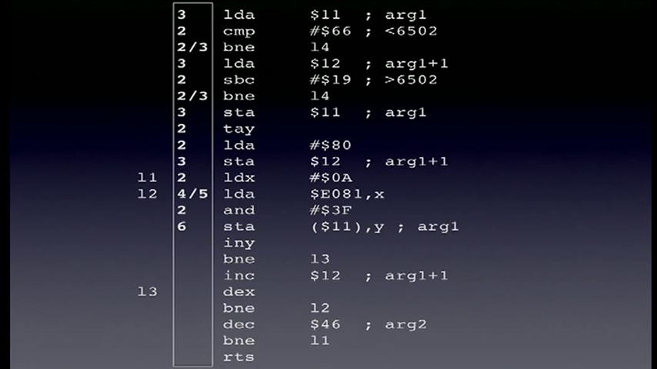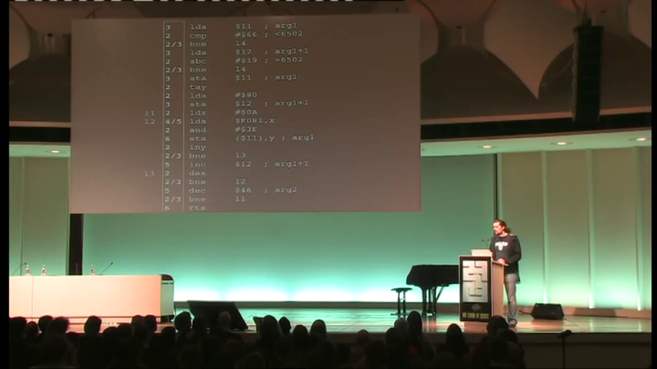And let's go through all these real quick. So 6 for something more complicated. An increment of zero page is 5. And what can really kill performance is an RTS, or a jump to subroutine, and an RTS in combination are already 12 cycles that you're wasting right there.